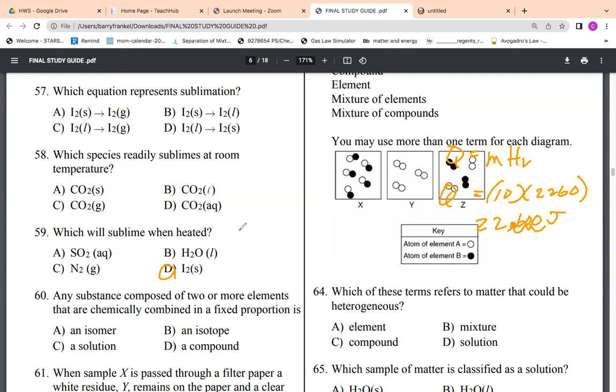Number 60, any substance composed of two or more elements that are chemically combined in a fixed proportion is a compound. Okay, compounds are in a fixed ratio, like H2O. The ratio of hydrogen to oxygen is 2 to 1. If I have something that is anything else, 3 hydrogens and 1 oxygen, or 2 hydrogens and 2 oxygens, the ratios are off. That means that they are not the same compound, okay? So a compound is always going to have a fixed amount of the atoms of their elements, all right?